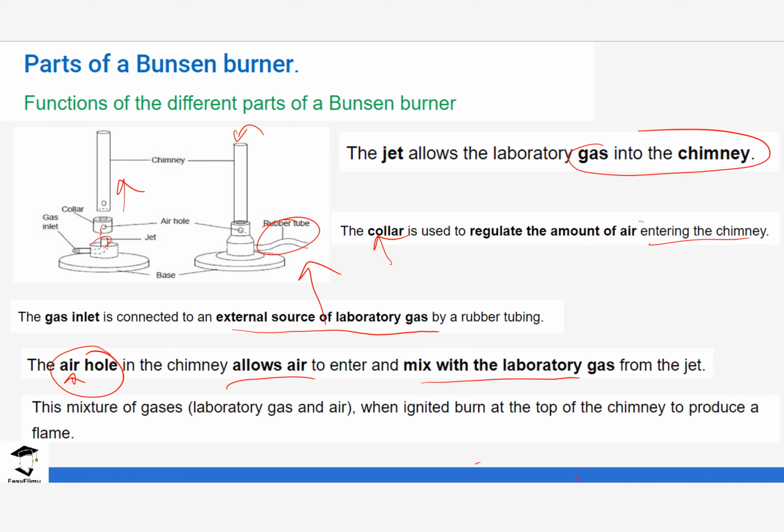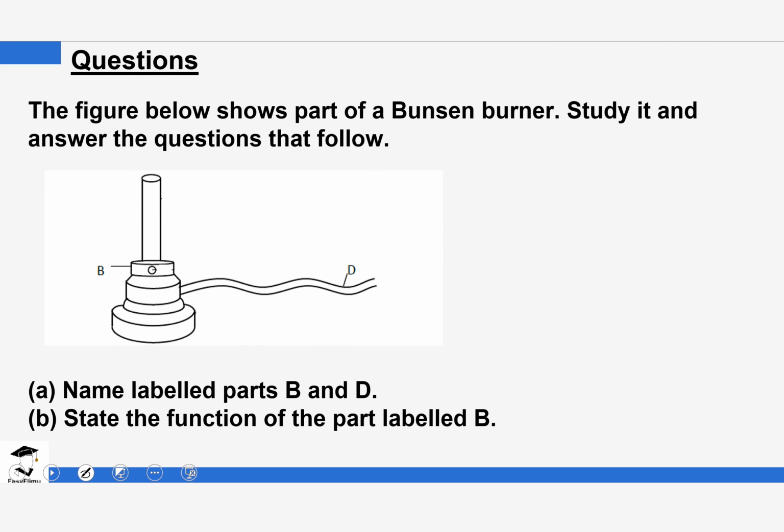So let's look at one question in regards to what we have discussed. The figure below shows part of a Bunsen burner. Study it and answer the questions that follow. So let's look at the parts labeled. We have part B. The part B is going to be the collar. And then we have part D, which is the rubber tubing.